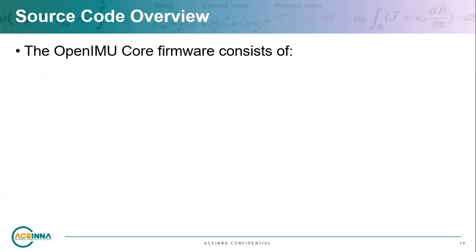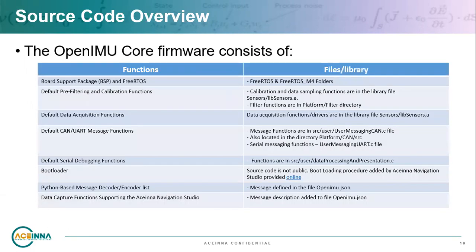OpenIMU core firmware consists of different functions and elements. As you can see, we have different functions, and on the right-hand side, these are the files and libraries where they are located. It consists of a port support package and FreeRTOS. These are stored in the FreeRTOS M4 folder. It has default pre-filtering and calibration functions. The calibration and data sampling functions are stored in the library file libcensus.a, and the filter functions are stored in the platform filter directory.